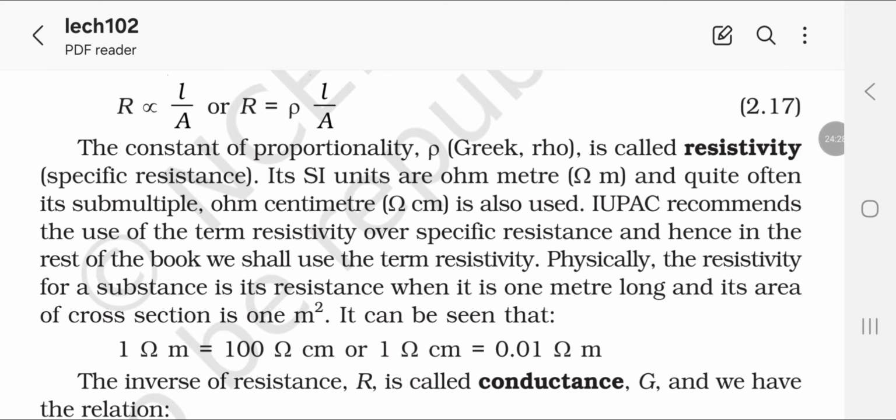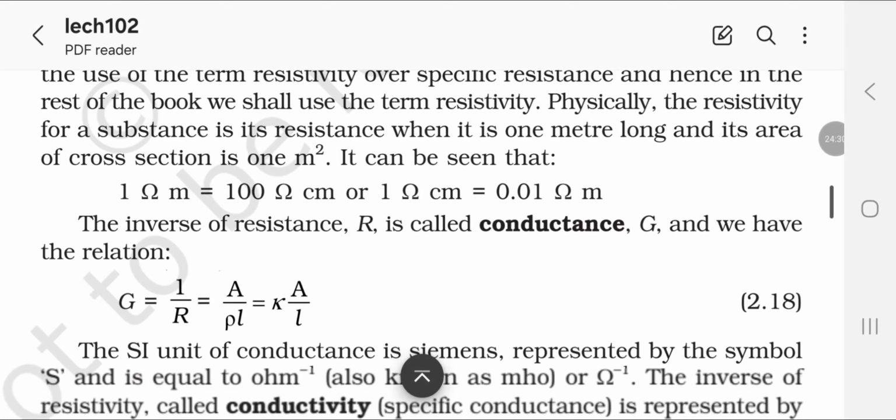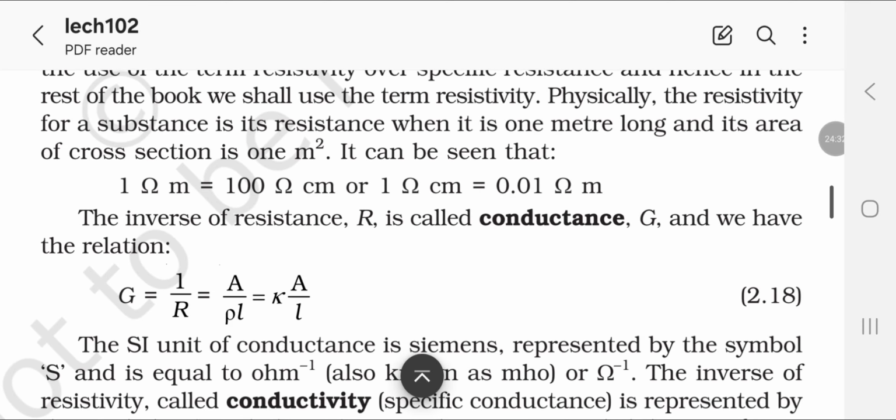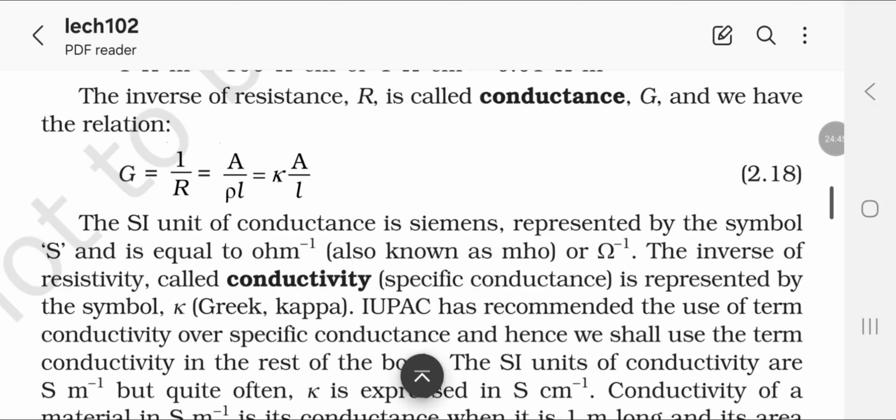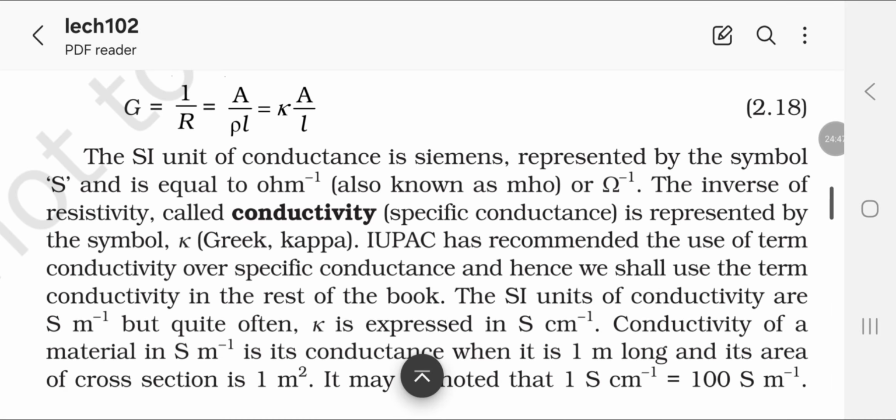1 ohm centimeter is equal to 0.01 ohm meter. The inverse of resistance R is called conductance G, and we have the relation G is equal to 1 by R, equal to A by rho L, equal to kappa into A by L. The SI unit of conductance is Siemens, represented by the symbol S and is equal to ohm inverse or mho.